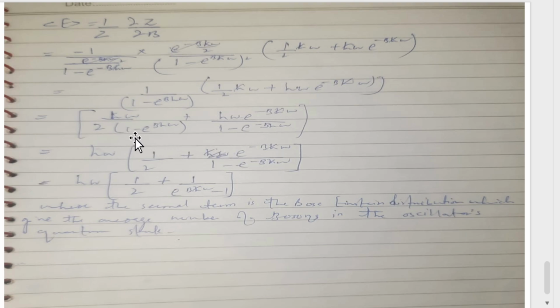So here you can see that this minus factor should be ignored, because it is an approximately very small value, and for this we have to ignore it. Where the second term in the Bose-Einstein distribution gives the average number of bosons. So the second term gives the number of bosons in the oscillation quantum state. So this is all we had to prove.